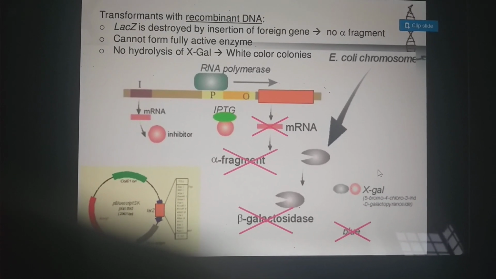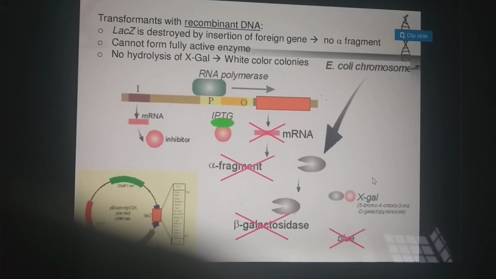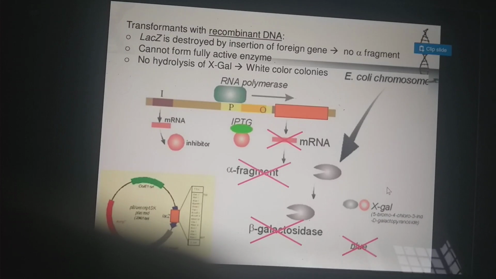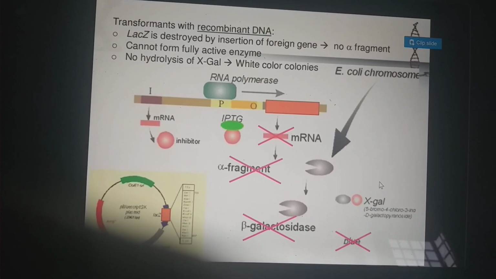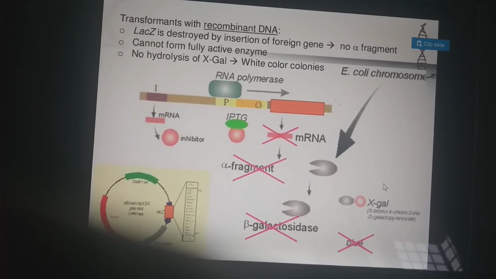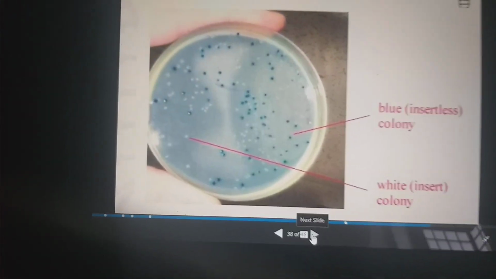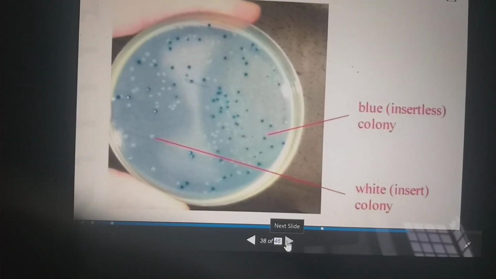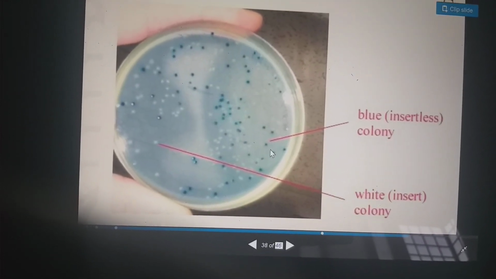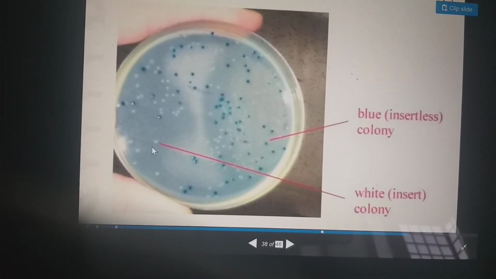So it is very easy to distinguish: if you get a blue color colony, it means that the foreign gene is not inserted, and if you get a white color colony, it means that the foreign gene is inserted, and whatever genetic engineering steps we have performed, those steps were correct. Yes, you can see this kind of blue and white colony. Blue colony means the foreign gene is not inserted, and white colony means the foreign gene is inserted.